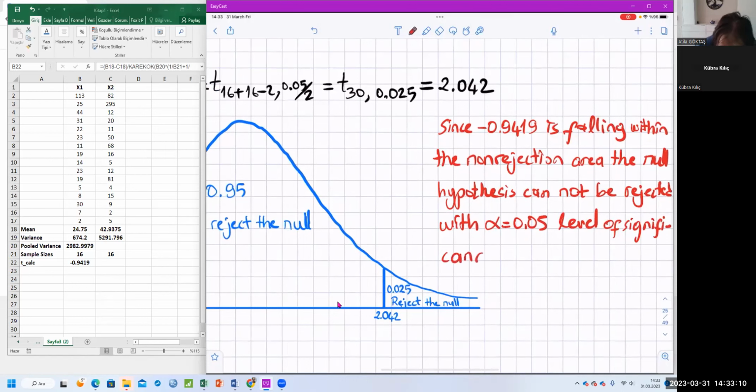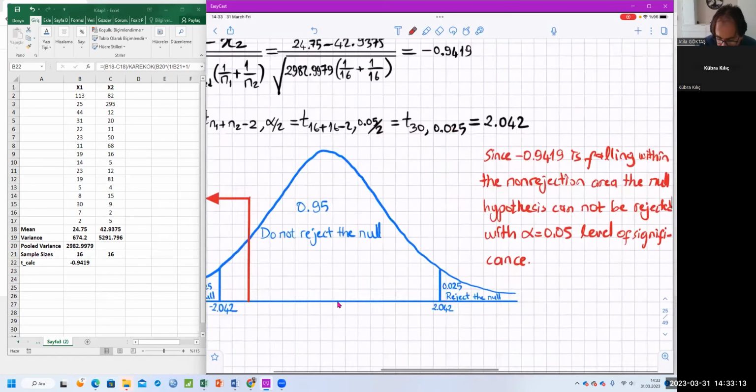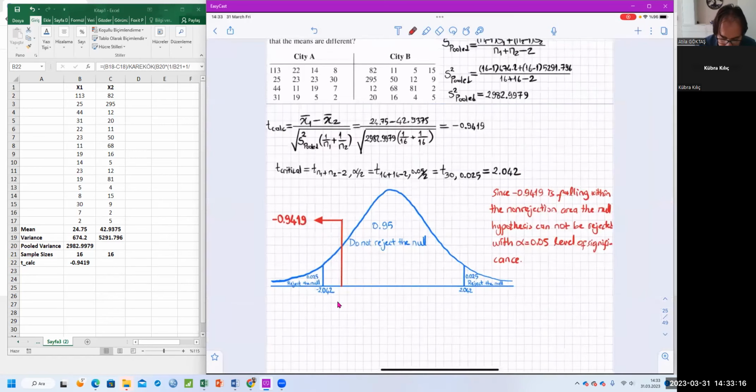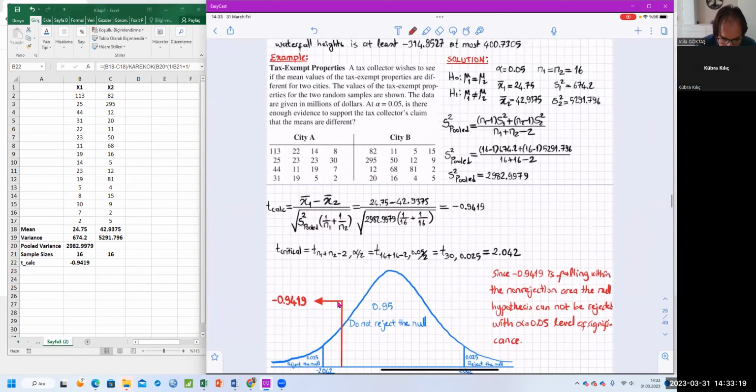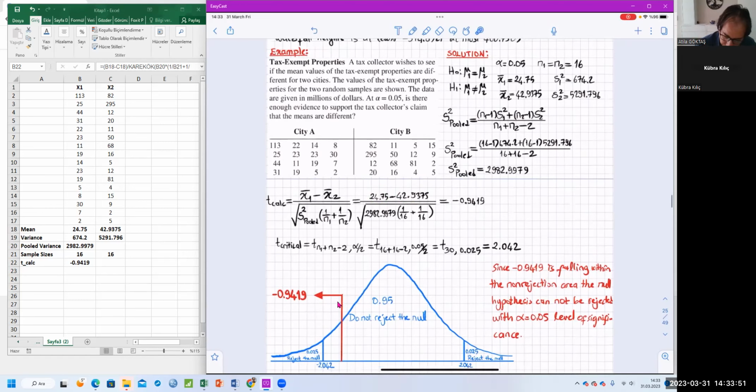Okay. So that's your interpretation, or you can tell that the tax exempt properties are not different in both cities, although the mean is 24 million in the first city, and 42 million in the second city. It looks as though there is a huge difference, but statistically, this is not significant, and we tell that there is no difference between two cities according to tax exempt properties.